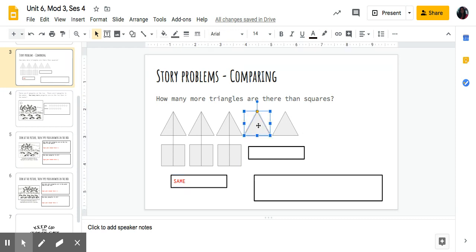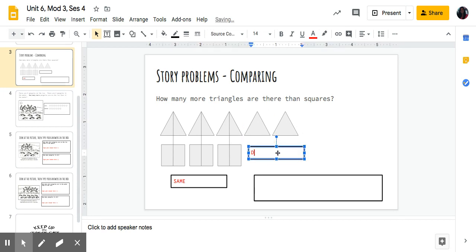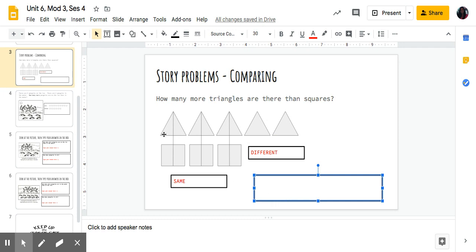But here, I don't have the same amount of triangles as I do squares. So this right here is what's different. I have 3 triangles and 3 squares, but here I don't have the same amount of triangles and squares. So this right here is my difference. Let's count how many more triangles I have than squares. 1, 2. So now I know that there are 2 more triangles than squares.